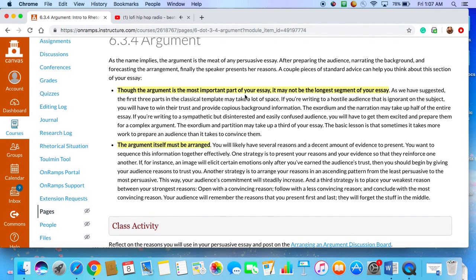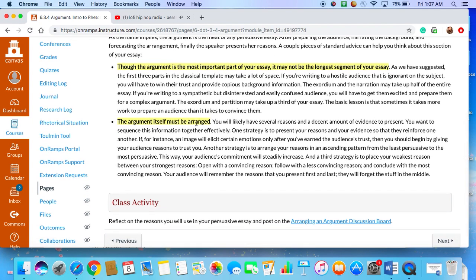So depending on which type of argument you pick, it may or may not be the longest part of your essay. And then the argument itself must be arranged. So that's why I said you definitely want to pick one of those five argumentative styles, because when you really have a clean, clearly demonstrated argument, that's how you earn your audience's trust and you build your ethos, or you build your own credibility by giving your argument a logical flow. So all of that happens here.